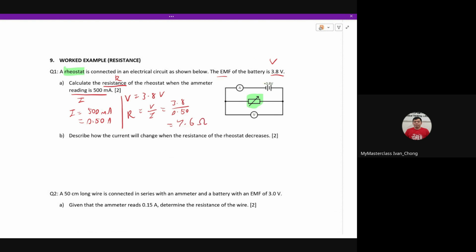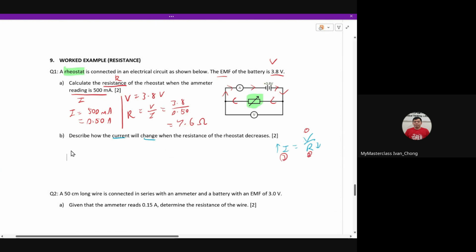Okay. Then if you still are not sure how it works, basically your current flows in this direction. Describe how your current changes when the resistance of the rheostat decreases. So if you are not sure, first thing, just write at the side. We know that current, because you want to find the change in current, right? We make current the subject. I is V over R. So if R decreases, what happens is current will increase because of this. So you can see you have your three quantities here: voltage, resistance, and current. Try to always put all three of them inside.